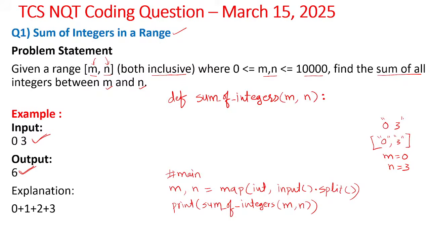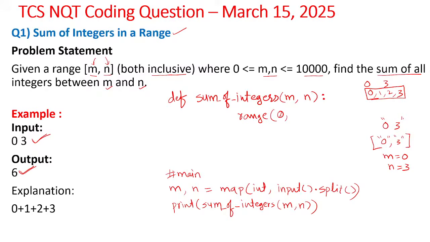How can we use the range function in Python? Given m and n, for example, if m is 0 and n is 3, you should generate all the numbers: 0 1 2 3. All these numbers must be generated, and only then can you add them. For that we can use a function called range. Your starting value is 0, and even the 3 should also be generated.